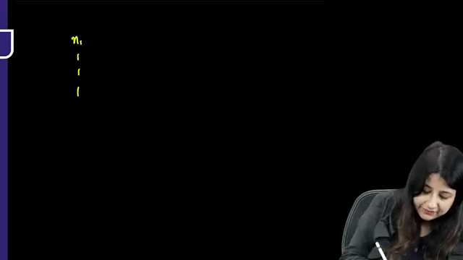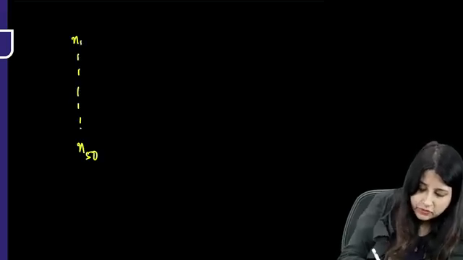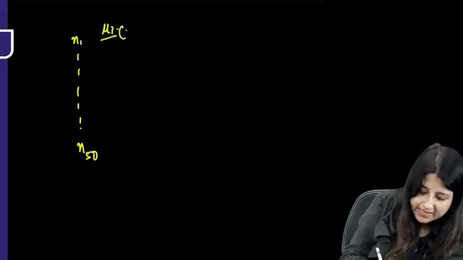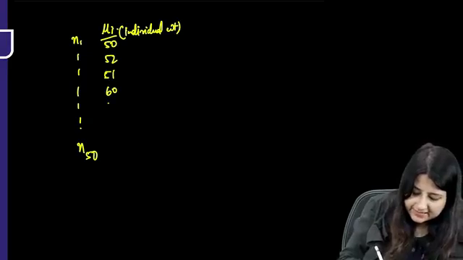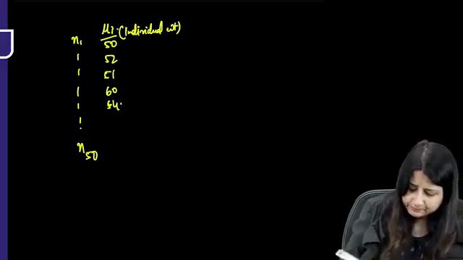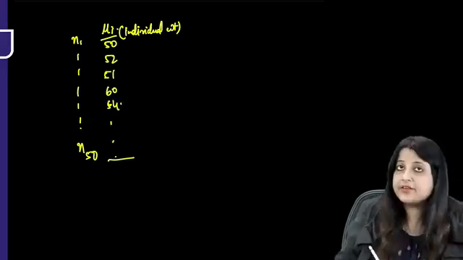Then another one is mean deviation. To understand mean deviation, let's study standard deviation also together. Suppose there were 50 students in the class. Everyone has an individual weight, mu I. Let's see, this one has 50, 52, 51, 60, something like that, 54. So I have 50 weights with me.